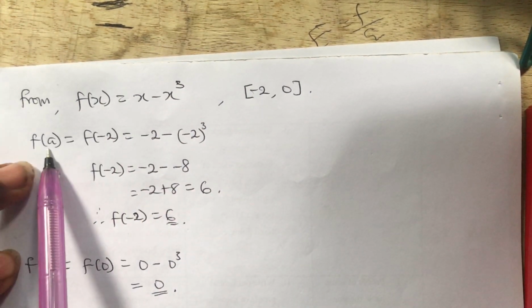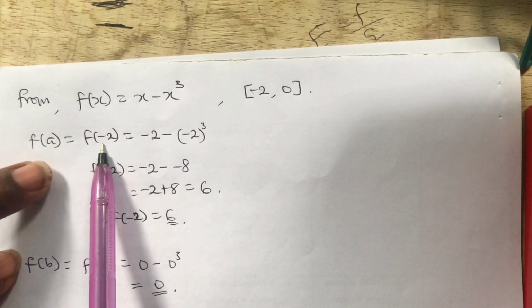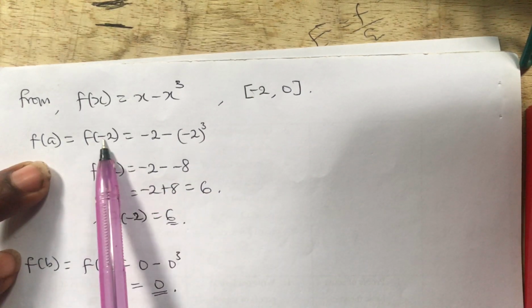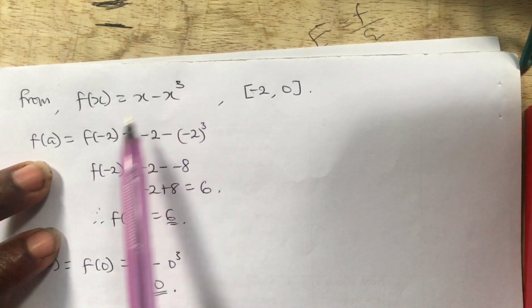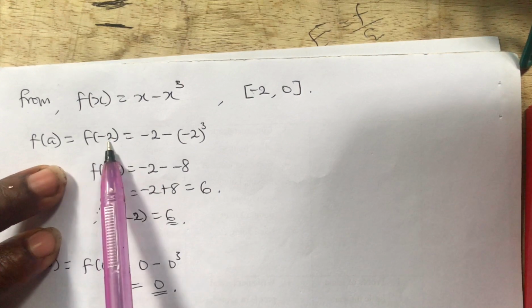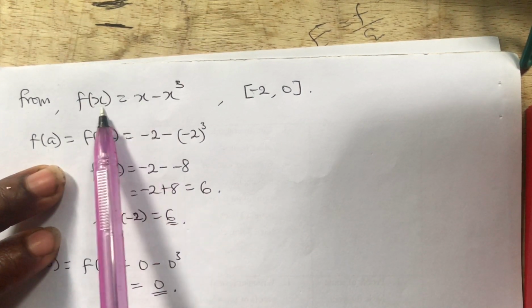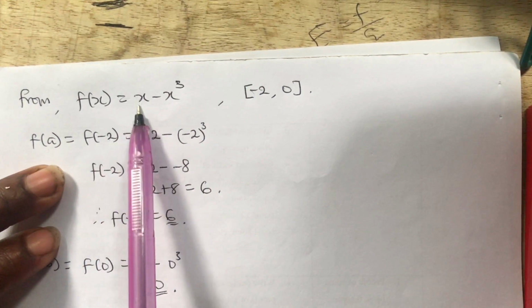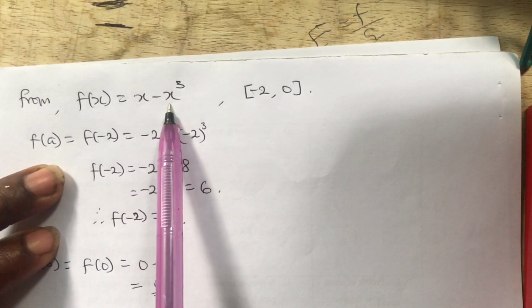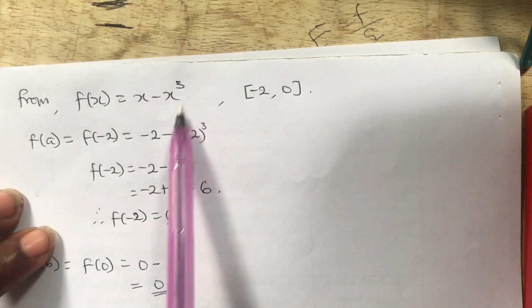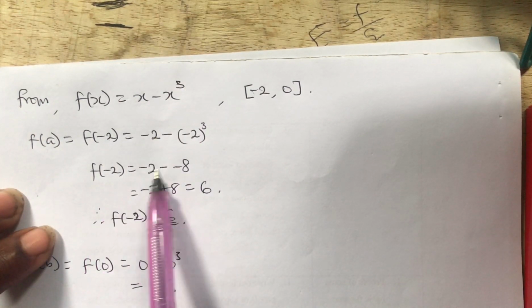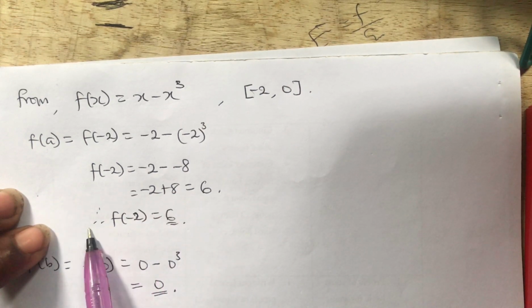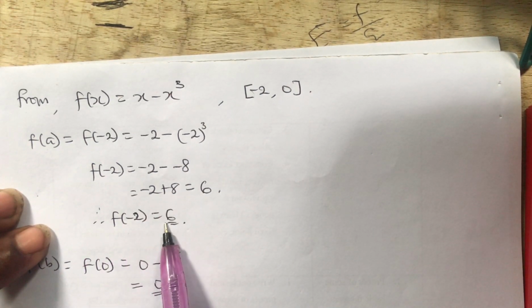Computing f of A equals f of -2, because A in this case is -2. Following the definition of the function, anywhere we see x, we change it to -2. So f of -2 will be -2 minus (-2) raised to power 3. Evaluating this, we have -2 minus -8, which is -2 plus 8. Therefore, our f of -2 is 6.